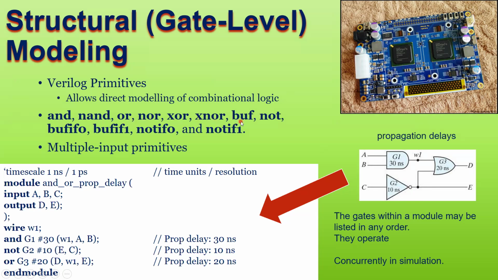Then the buffer. You know what the buffer is here. A buffer is a simple gate that transfers input to the output. Then you have a NOT gate. Then you have this bufif0, bufif1. These are called tri-state buffers. In this case, when your control signal is 0, then your output gets connected to the input. So let me write here and explain that.